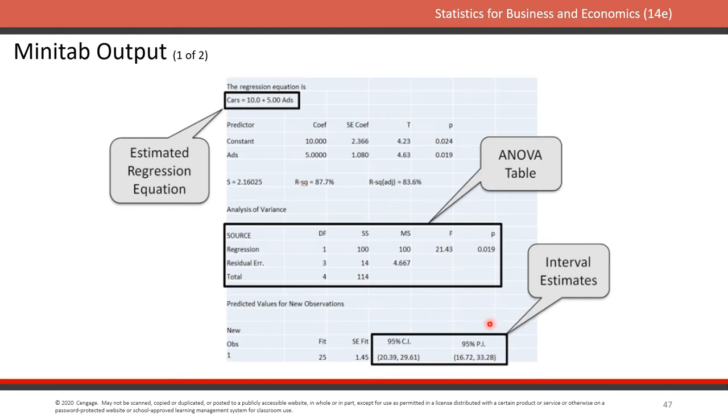My prediction interval is looking at an individual store. So if I looked at a single store, I would say that on average, for a single store, I'd sell anywhere between 16 and 34 cars. Again, this is going to be slightly more variable than the confidence interval because a single store can move up and down a lot more than the whole group would move up and down.